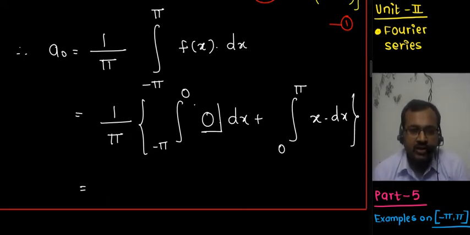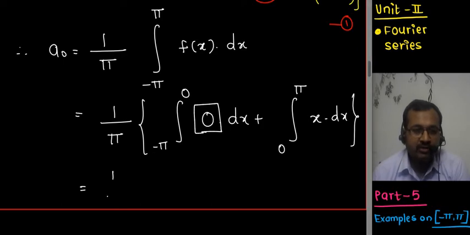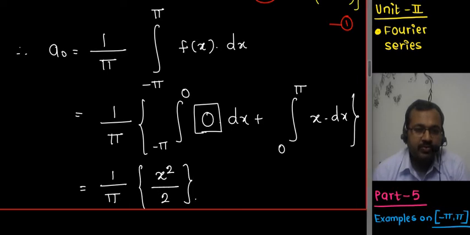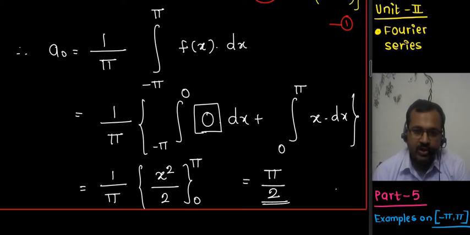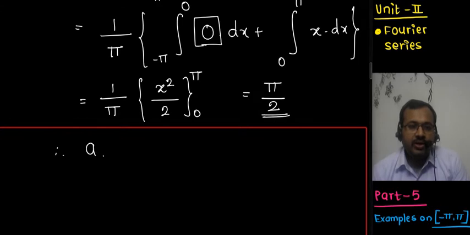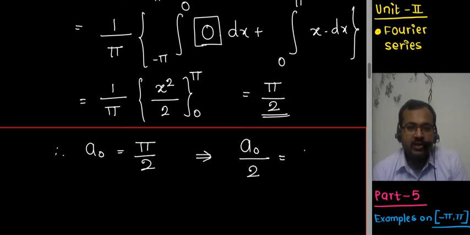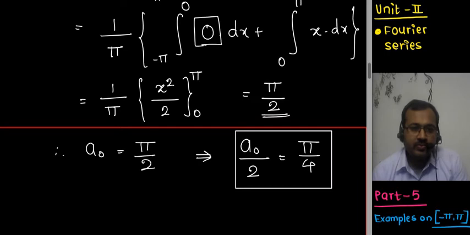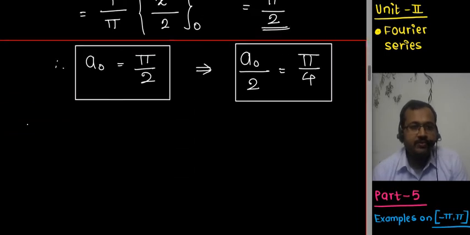Since your function is 0, its definite integral will be 0, and when you take integration here, x square by 2, substitute upper limit minus lower limit, what do we get? Pi square upon 2 pi will be pi by 2 minus the lower limit, which will be 0. So your required value for a0 is equal to pi by 2, and the first term in the Fourier series is equal to pi by 4. This is your first Fourier coefficient.